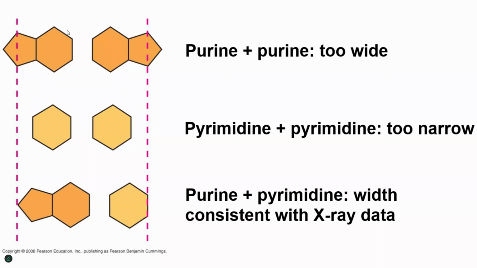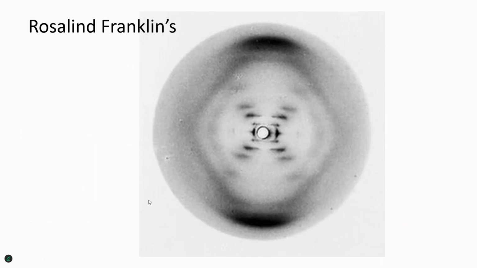If you had two purines, two big bases, it's simply too wide for that picture. If you've got two pyrimidines, two little ones, it's too narrow. So what they figured out was if you had a purine and a pyrimidine, that fits just right. So kind of like Goldilocks, it needs to fit just right. So this is too wide, this is too narrow, these two fit just right based on Rosalind Franklin's picture.